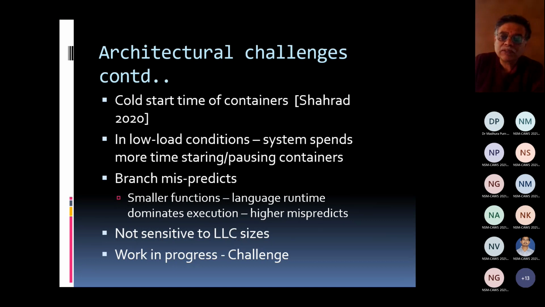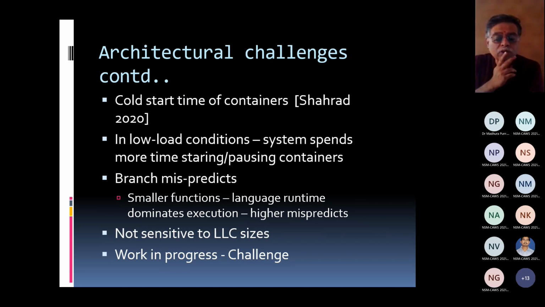Next thing we started to see is one of the analyses showed branch mispredicts. If the functions are really small, then the language runtime, say Python, has to start running a function, and the language runtime dominates over the function. There's not enough time to train the branch predictors with the function's behavior. What really happens is the language runtime at that point tends to dominate.